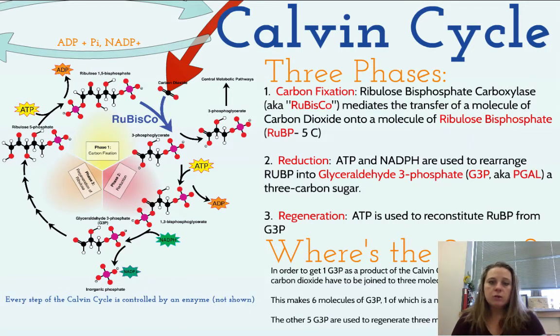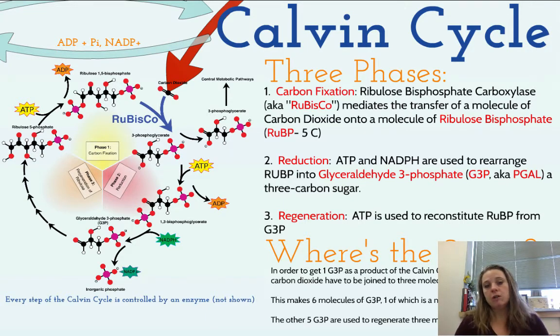Phase 2, reduction. We are going to use ATP and NADPH to help rearrange a RuBisCo molecule into 2 3 carbon sugars. So again, I have an intermediate 6 carbon molecule. Let's take 6 carbons, break them up into 2 3 carbon sugars called pGal. Okay, and that's how we refer to it. So it is important, the ATP in this case helps to fuel this. NADPH helps to reduce this process, and basically that's what's happening there. So we get a reduction reaction.